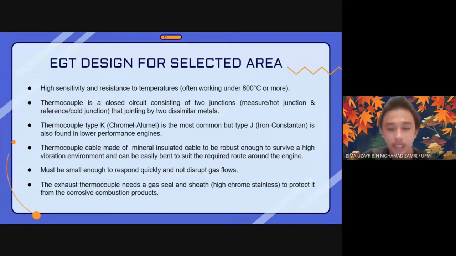In order for EGT to work in the combustion part, there are a few designs already specified. First, it must have high sensitivity and high resistance to temperature, since it's working under 800 Celsius and more. Next, the thermocouple is a circuit consisting of two junctions, a hot junction and a cold junction, joined with two dissimilar metals. These two dissimilar metals may be type K, which is chromel alumel, or type J, iron constantan. But type J is usually used in lower performance engines. The thermocouple cable connected between the combustion engine and the EGT meter must be insulated, robust enough to survive a high vibration environment, and easily bent to suit the required route around the engine. And next, the EGT sensor must be small enough to respond quickly and not disrupt gas flow.